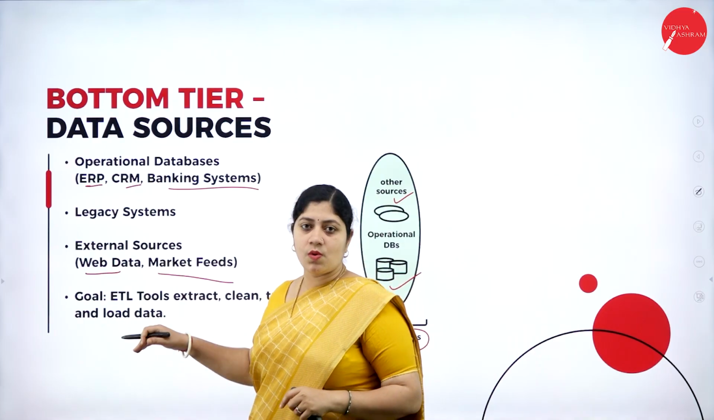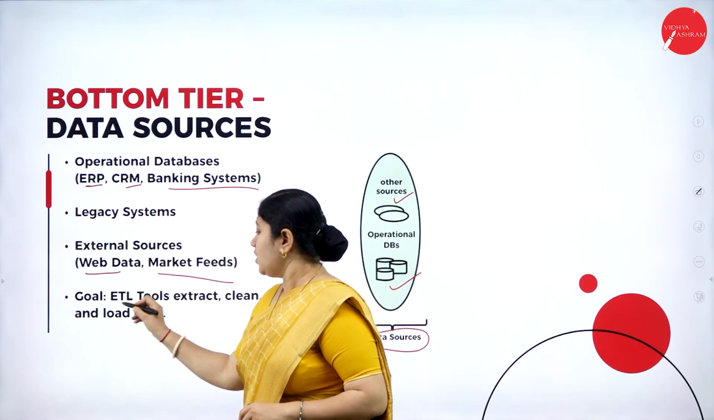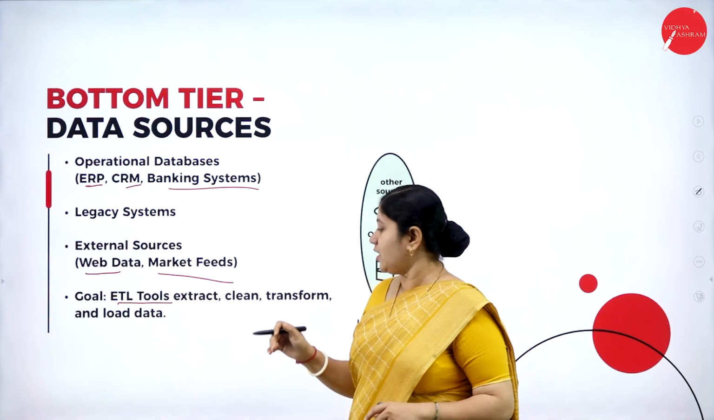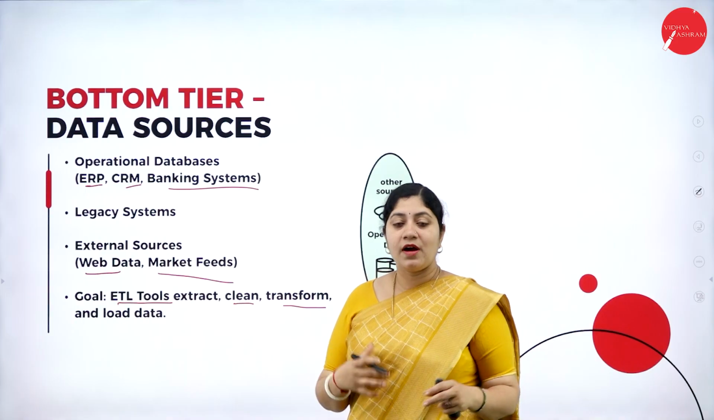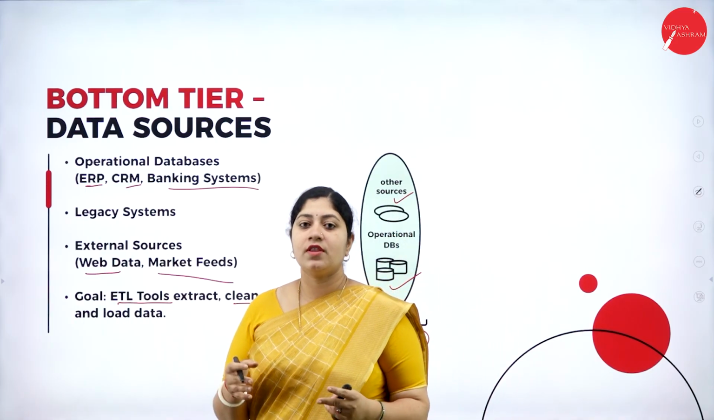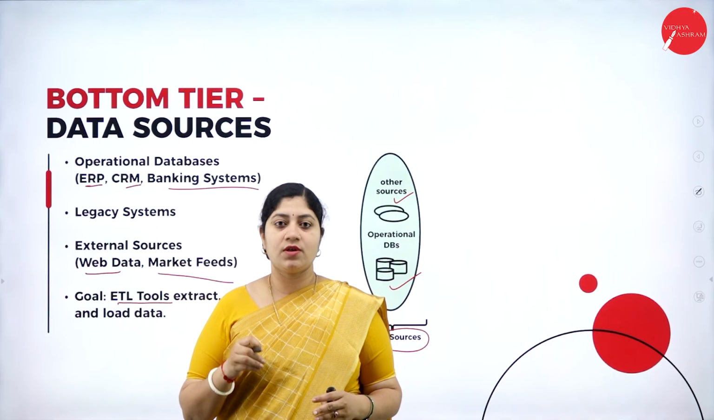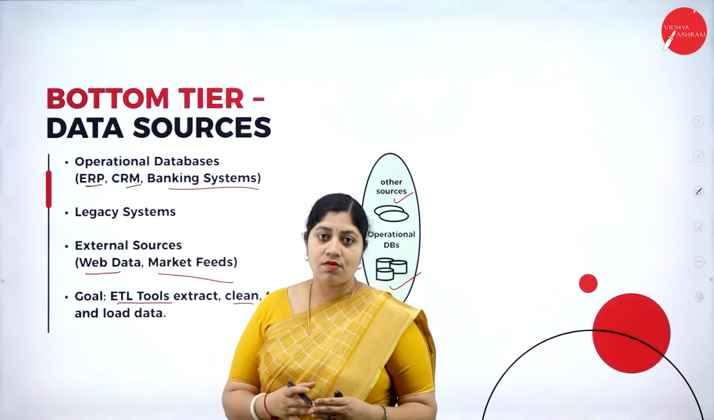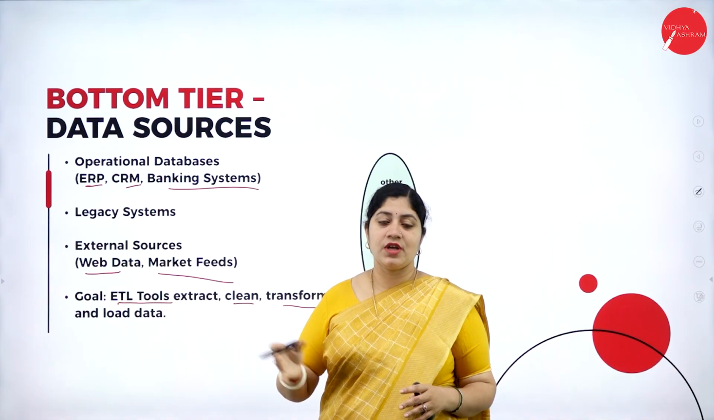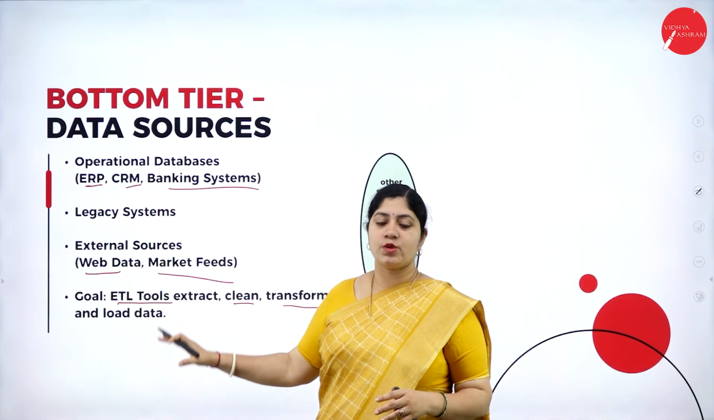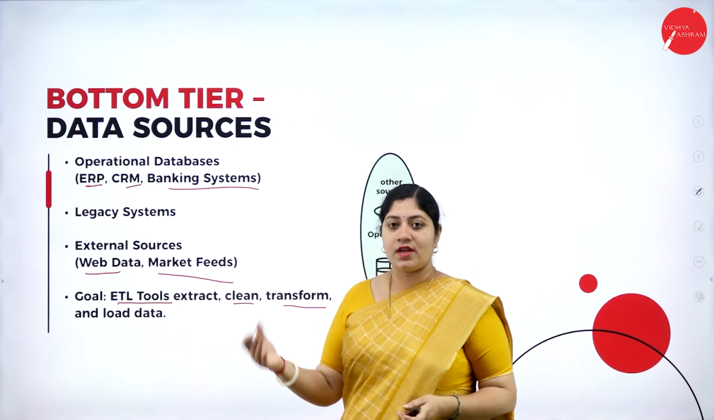Followed by, what is the goal of this bottom tier architecture? The main goal is ETL tools: extraction, then to clean, transform, as well as load the data. Apart from ETL, if the data falls under loading, then again that data has to be called, cleaned, extracted, transformed, as well as loaded back to the next stage. So this is the main intention of this first tier, which is none other than the bottom tier architecture. Great, let's move forward.